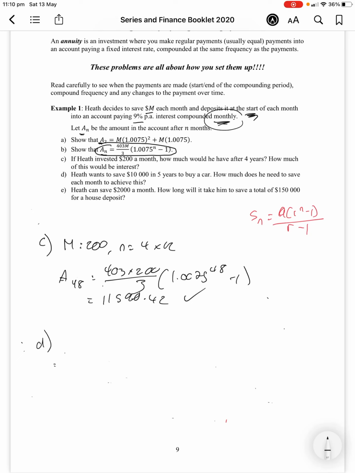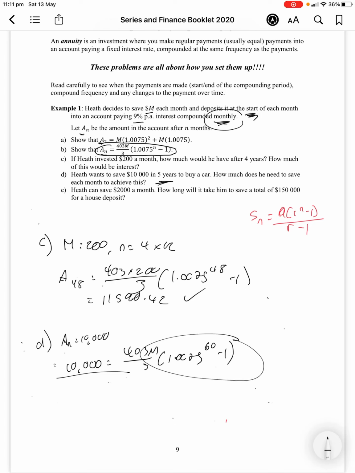Like D, Heath wants to save 10,000. This time AN is 10,000. So we've got 10,000 is equal to 403m over 3, 1.0075, and we're looking at the power of 60 this time. Why are we looking at the power of 60? Because it's 5 years and it's all done monthly. Now, divide this by that power right there. We're going to divide both sides by that power.